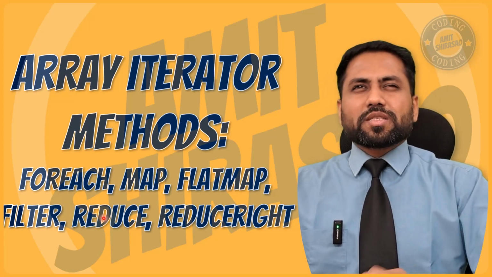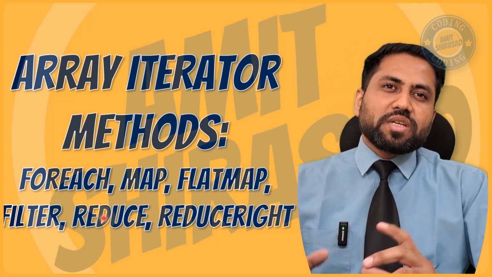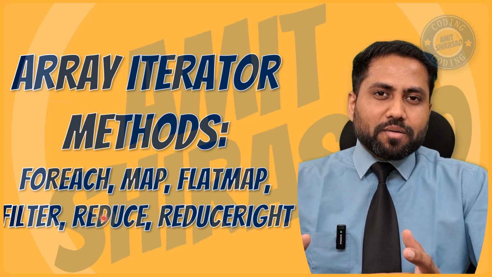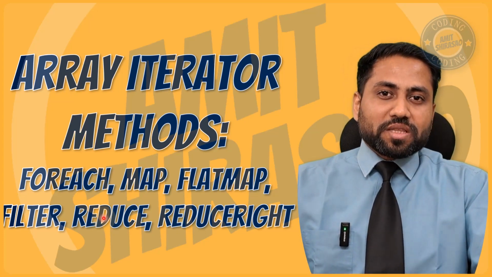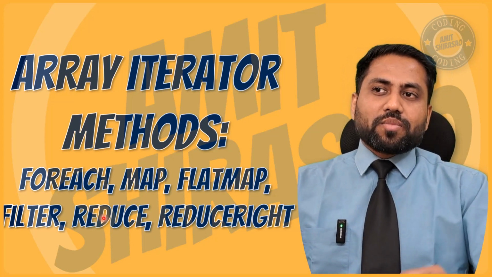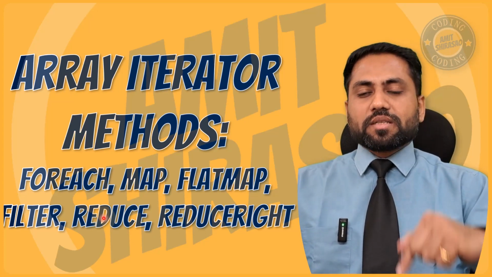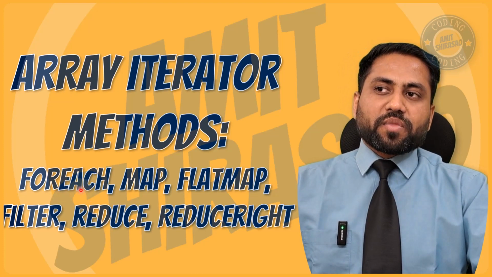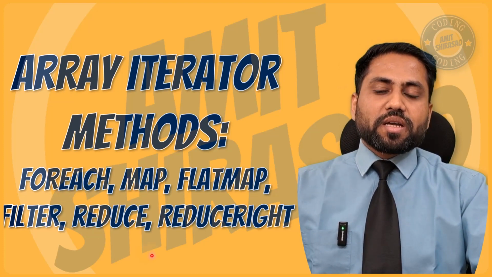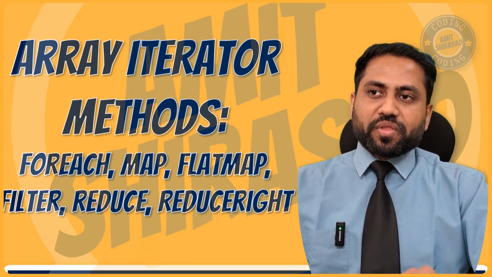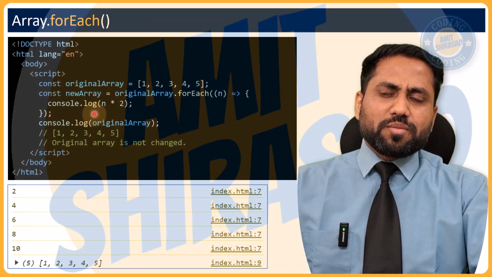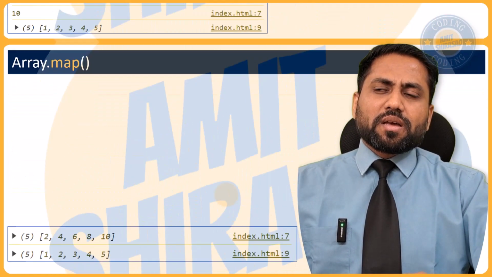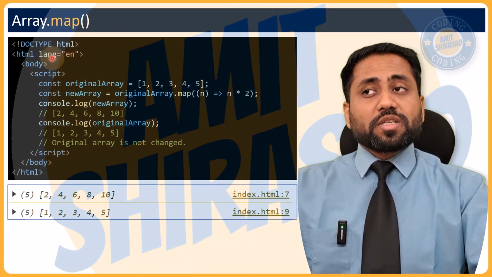They are not even expecting the answer to be every, some, from, they are not expecting that kind of an answer, or with, they are not expecting that answer. But whenever they say array iterator methods, they mean these four methods: for each, filter, map, and reduce. Okay, so let's see them one by one. For each we have already seen, so I'm not going deeper into it. Okay. Map. Now what is map?